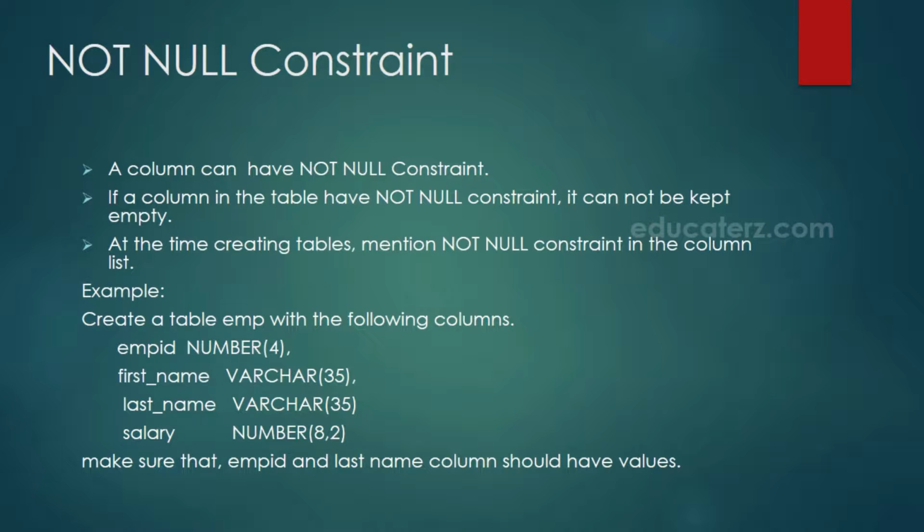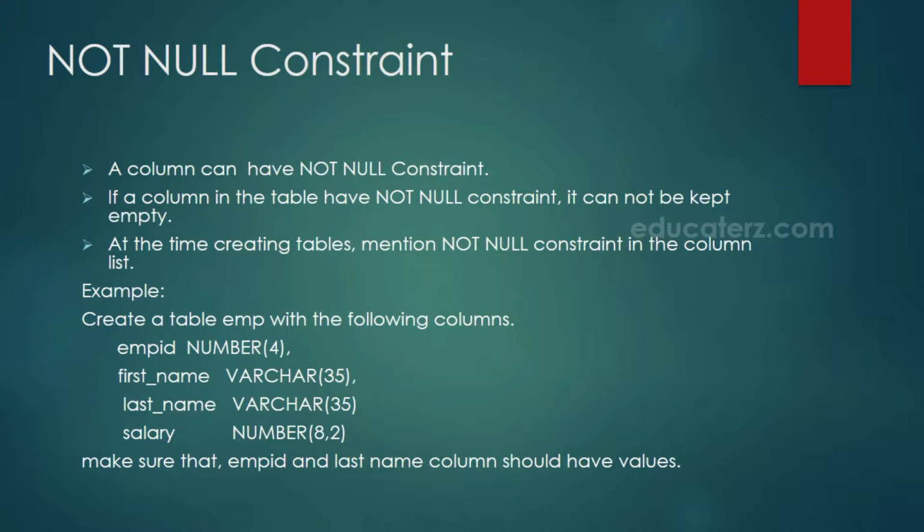Not null constraint, let us see what it is. A column can have a not null constraint. If a column in the table has a not null constraint, it cannot be kept empty. At the time of creating tables, mention the not null constraint in the column list. For example, if you want to create a table called emp with the following columns: emp ID, first name, last name, salary. Make sure that employee ID and last name columns should have values. That means we should make emp ID a not null constraint and also last name a not null constraint. So this is the requirement.